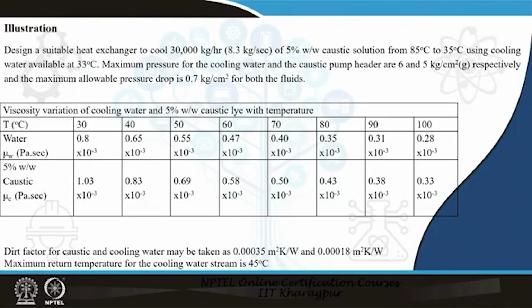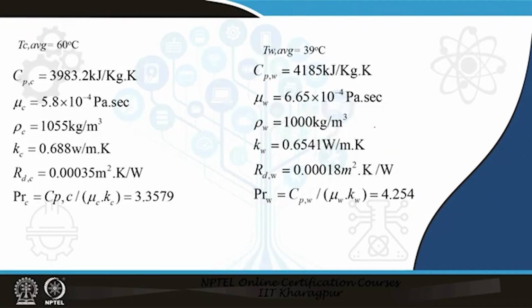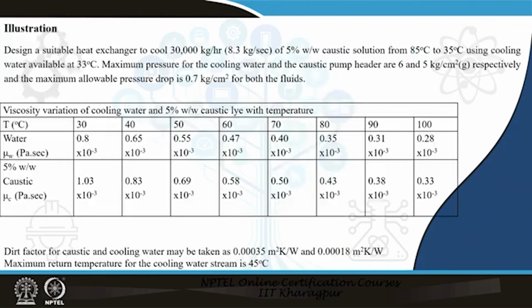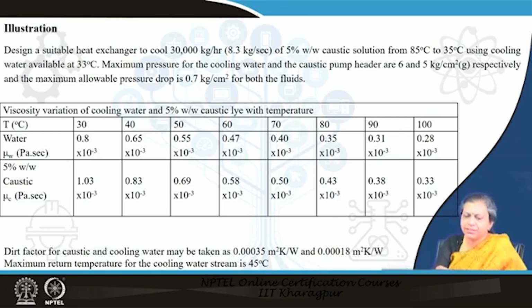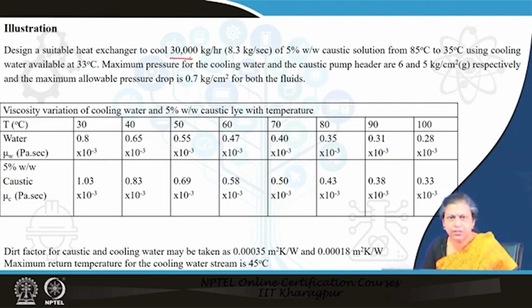Now, the problem that I have selected is the same problem, rather the same two liquids. Everything I have kept the same, the temperatures also, so that you can use the properties which were specified in the last class, in the double pipe heat exchangers. What I have done is, since we plan to run this operation in a shell and tube exchanger, I have simply increased the flow rate of the caustic solution, which is to be cooled from 85 degree centigrade to 35 degree centigrade.